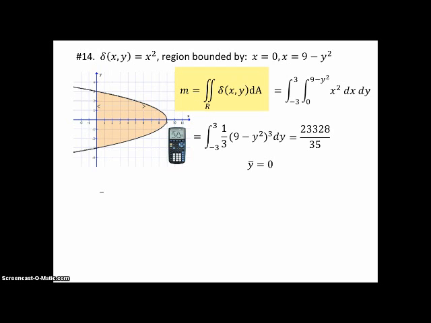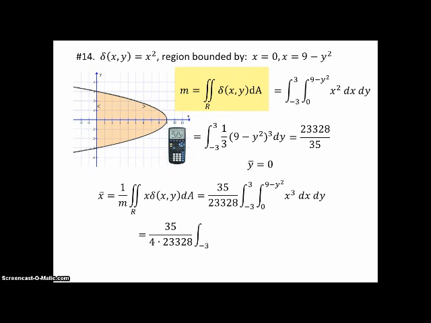So now we're going to compute x bar, 1 over m times the integral of x times the density. So there's the reciprocal of mass. And then x times the density is x cubed. Antiderivative of x cubed is 1/4 x to the 4th. So I moved the 1/4 on the outside and substituted 9 minus y squared. And the 0 just gives us 0. And then I typed that into my calculator and got 6. And so our centroid, or center of mass, is going to be at (6, 0), right about there.